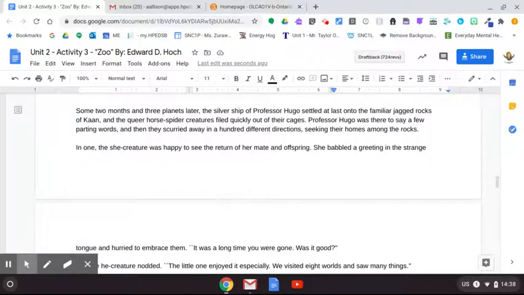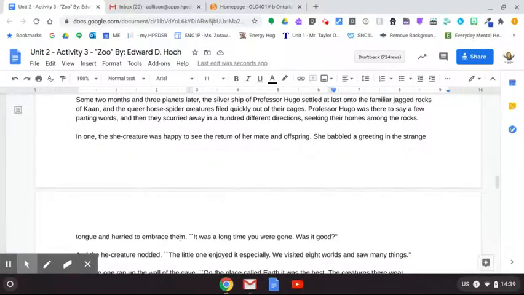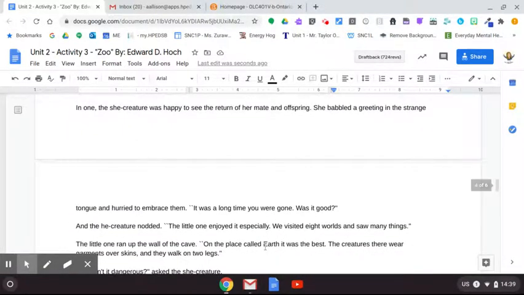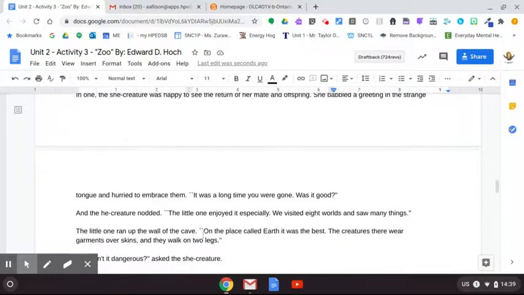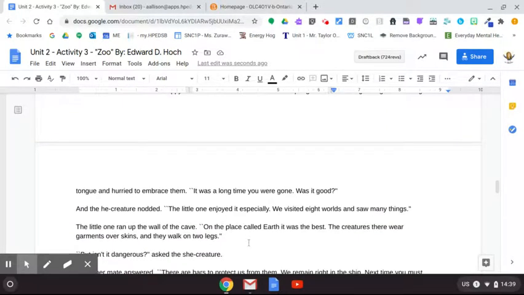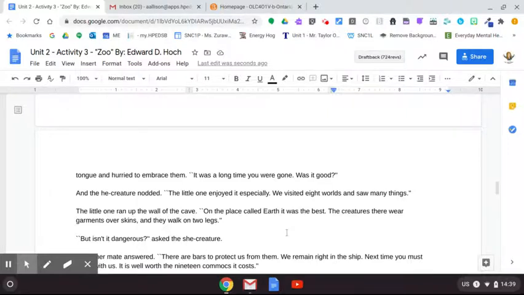So some 2 months and 3 planets later, the silver ship of Professor Hugo settled at last into the familiar jagged rocks of Khan. The queer horse spider creatures filed quickly out of their cages. Professor Hugo was there to say a few parting words, and they scurried away in 100 different directions, seeking their homes among the rocks. In one, the she creature was happy to see the return of her mate and offspring. She babbled a greeting in a strange tongue and hurried to embrace them. It was a long time you were gone. Was it good? And the creature nodded. The little one enjoyed it especially. We visited 8 worlds and saw many things.